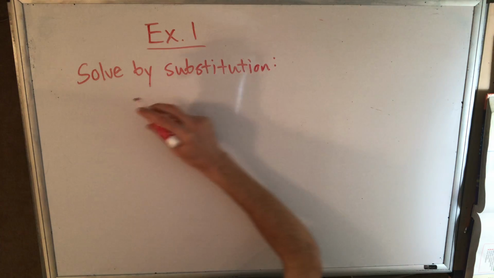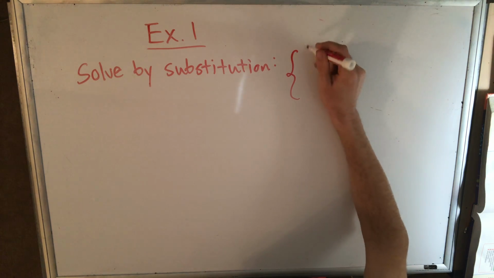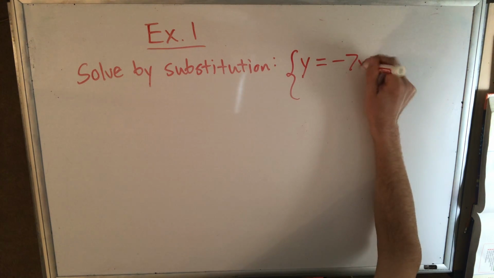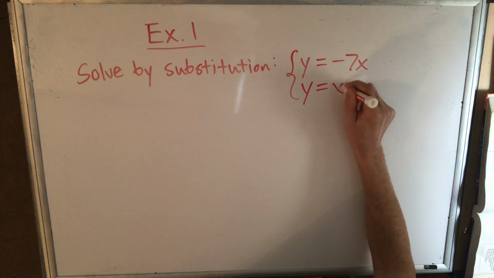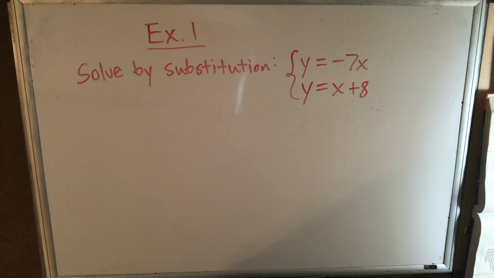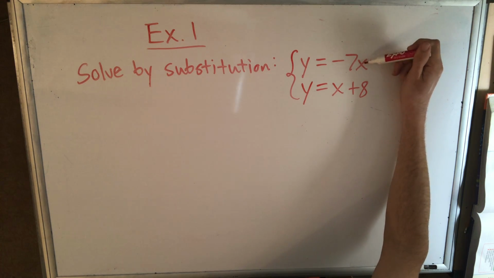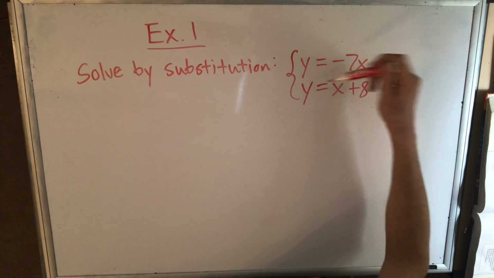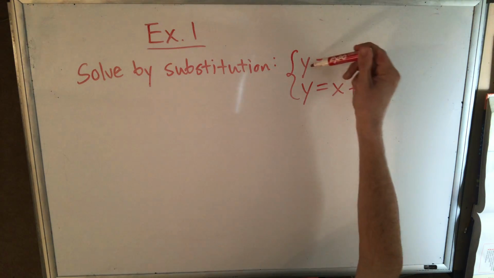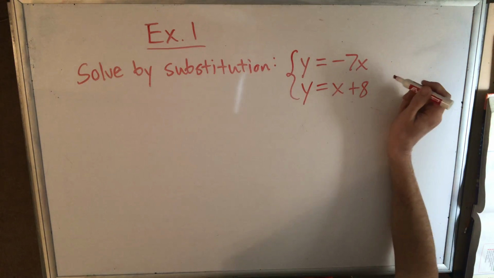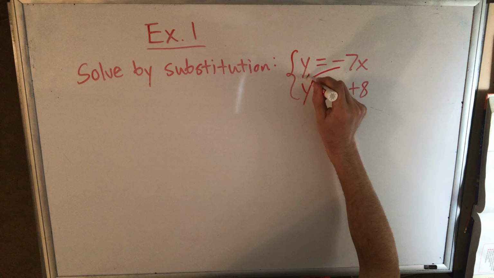So the equations given to us are y equals negative 7x and y equals x plus 8. Since we know that y equals negative 7x, we can substitute in negative 7x for y in the other equation. Or since y equals x plus 8, we can substitute in x plus 8 for y in the other equation. Let's substitute in negative 7x for y in the bottom equation.